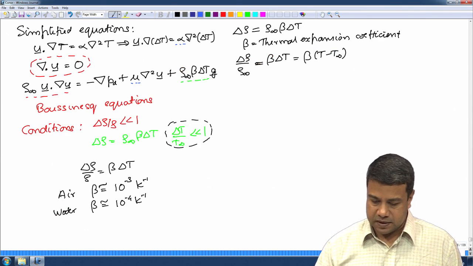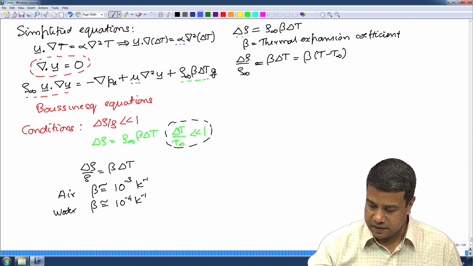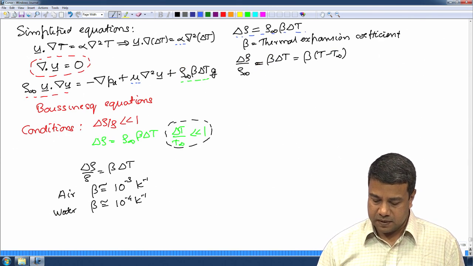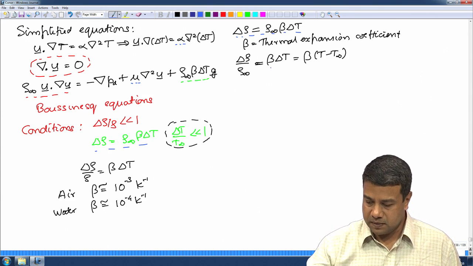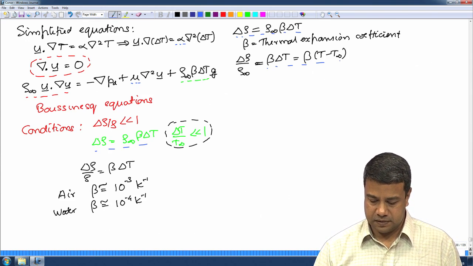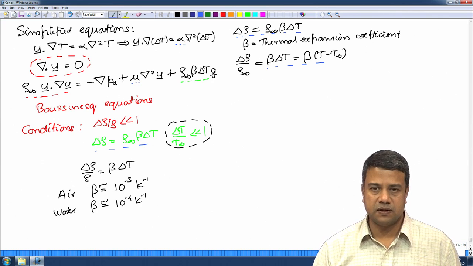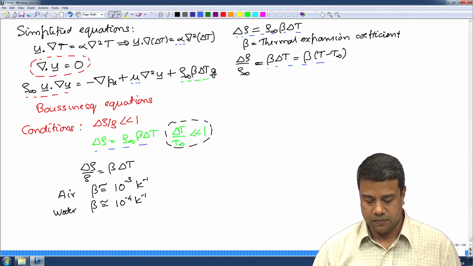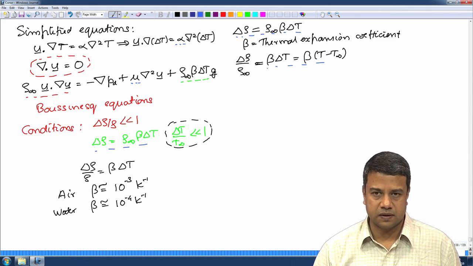We had simplified the equation. The density difference in turn depends upon the temperature difference. We had assumed that that was a linear relationship, with a thermal expansion coefficient beta. And I had argued in the last lecture that beta is actually numerically small in most fluids of everyday use. Beta is of the order of 10 power minus 3 in air and about 10 power minus 4 in water.